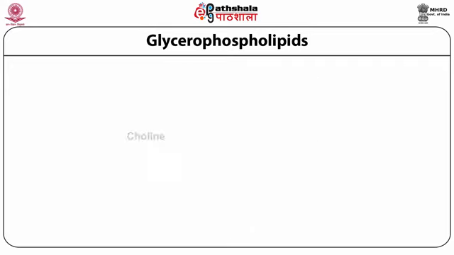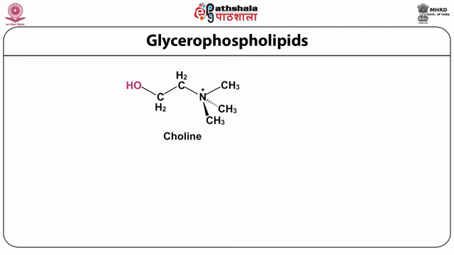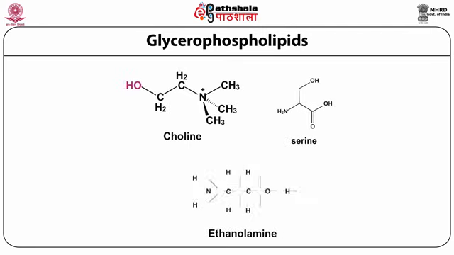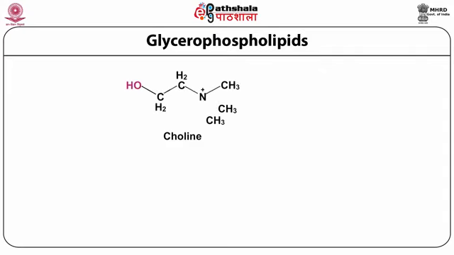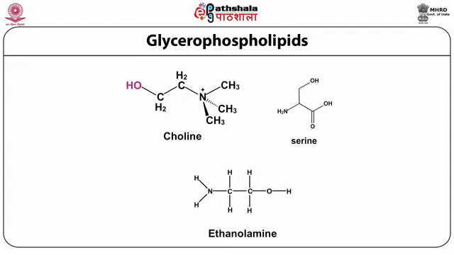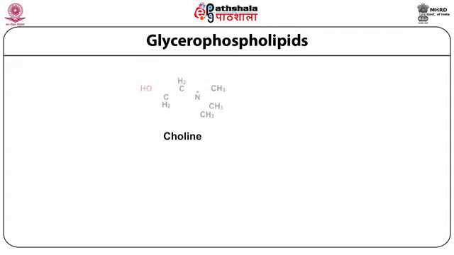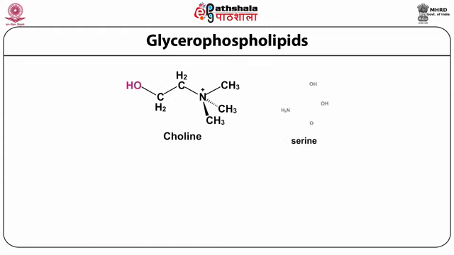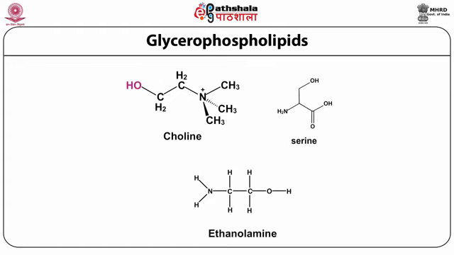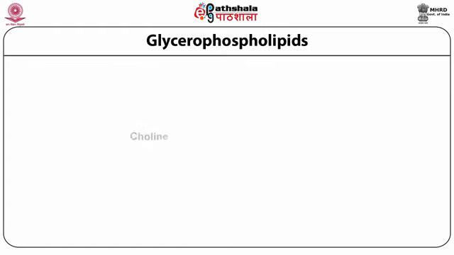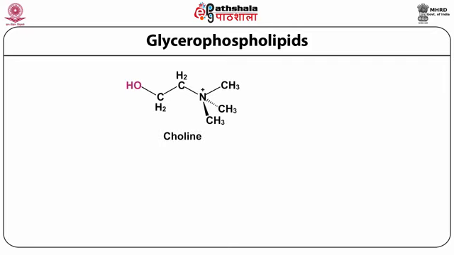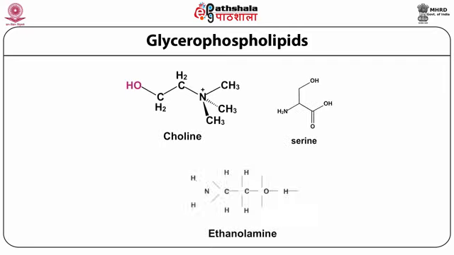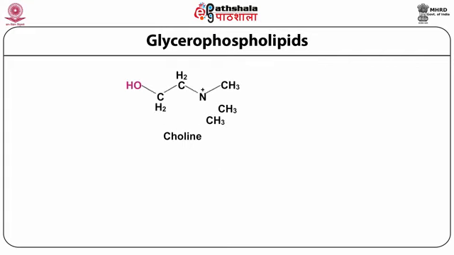When the phosphate group forms a diester with another alcoholic group like that from choline, serine or ethanolamine, the corresponding compounds are named phosphatidyl choline, phosphatidyl serine and phosphatidyl ethanolamine. Phosphatidyl choline is also known as lecithin. These glycerophospholipids occur commonly in biomembranes.